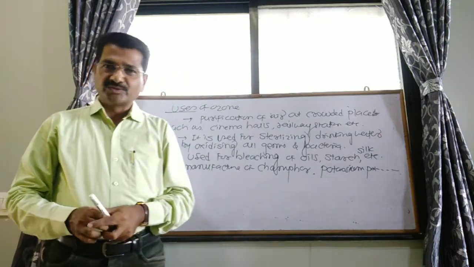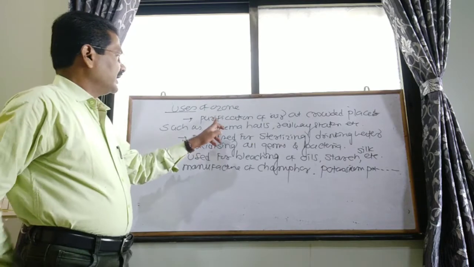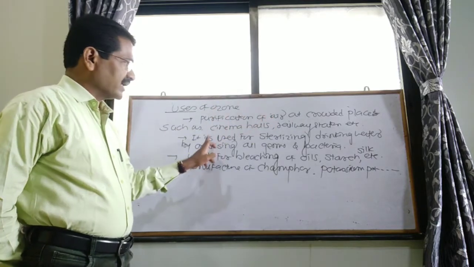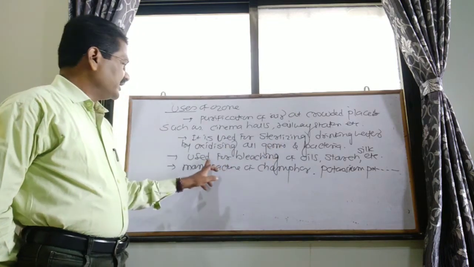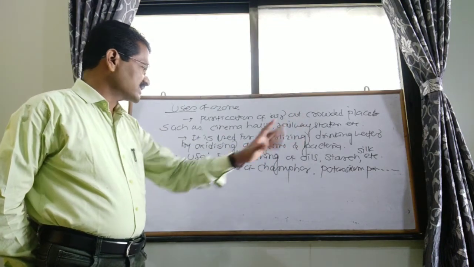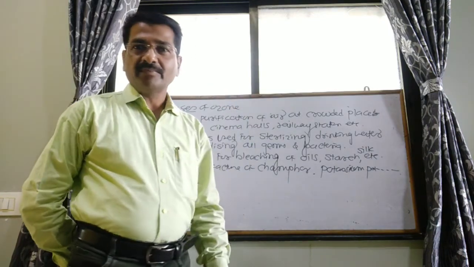See again the uses of ozone. First, it is used in purification of air. Second, it is used in sterilizing drinking water. Third, it is used for bleaching of oil and starch. And last, it is used in the manufacture of camphor and potassium permanganate.